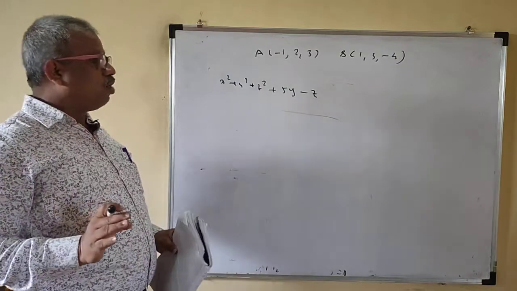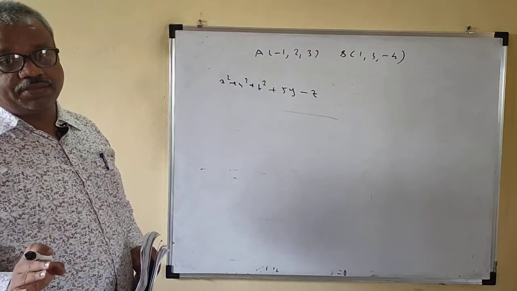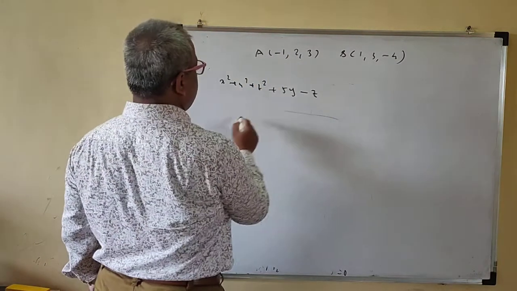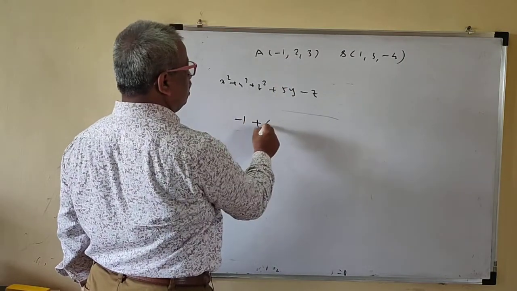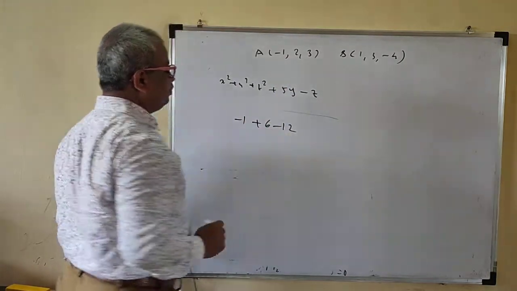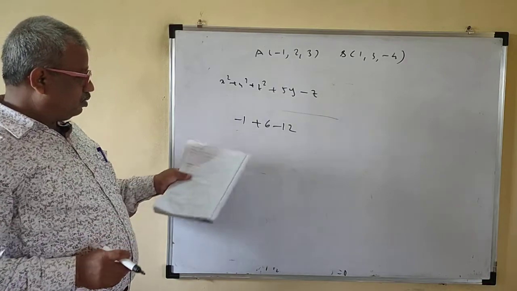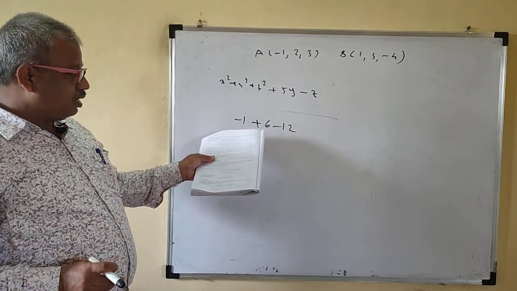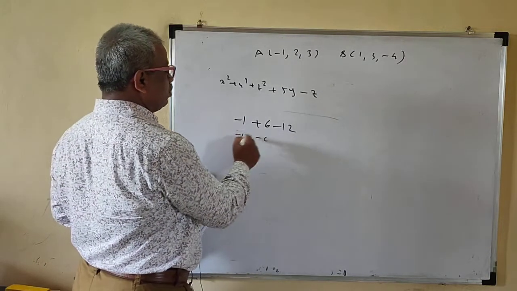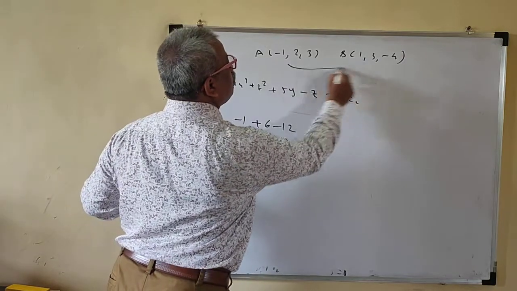Only collect the constant. How to collect the constant then? Just do the product. This is what? Minus 1 plus 6, minus 12. So this is minus 6. This is minus 7 is equal. Do this product only.